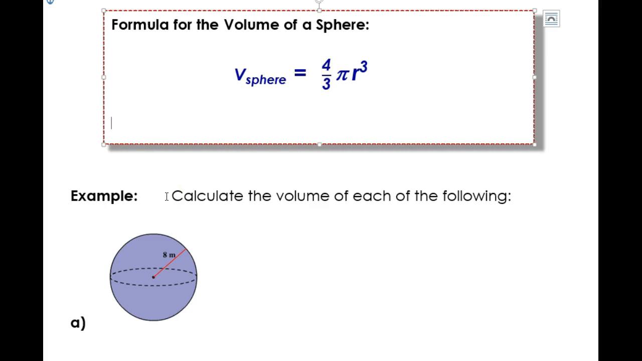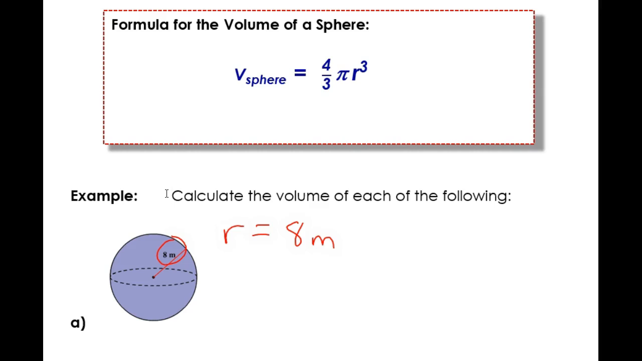Okay, let's look at a practical example to help us out. If the question says calculate the volume of each of the following, first of all, I'm identifying that this is a sphere, and so I'm going to look for the formula to calculate the volume of a sphere on my formula sheet. Let's see what I'm given. In this question, the length from the middle out to the outer rim is 8 meters. That actually represents the radius of this sphere.